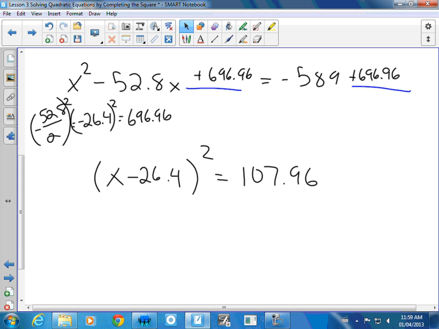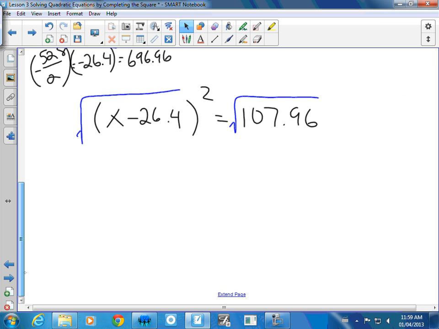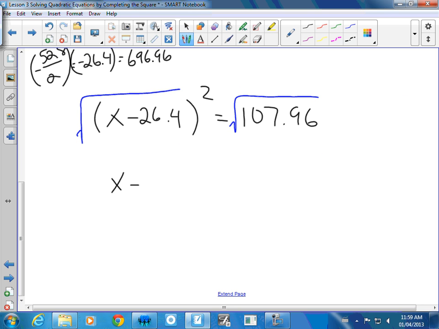Okay, what do we do next? Same thing. Square roots. Both sides, right? Square root. Square root. So x minus 26.4 equals, oh shoot. Does that work out nicely? No. So do we leave it in that form? The only thing is, one is positive and one is negative. So we just put our plus and minus there.